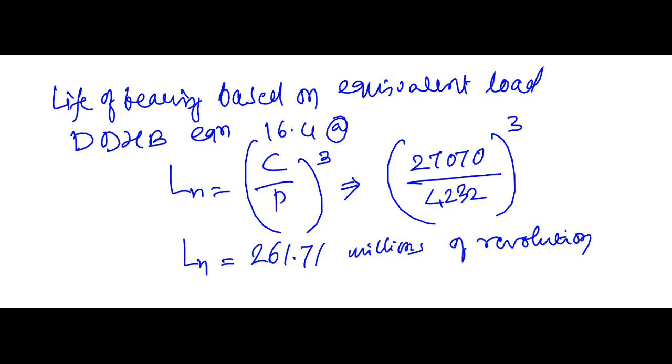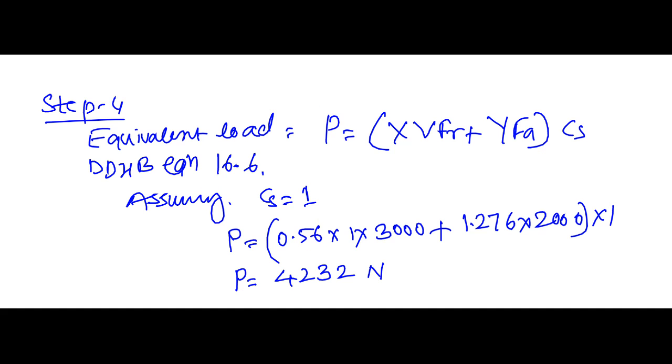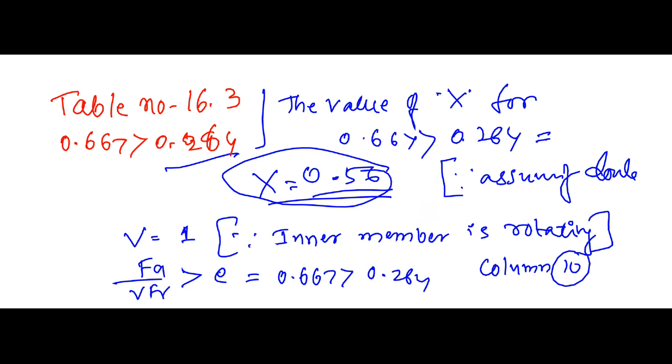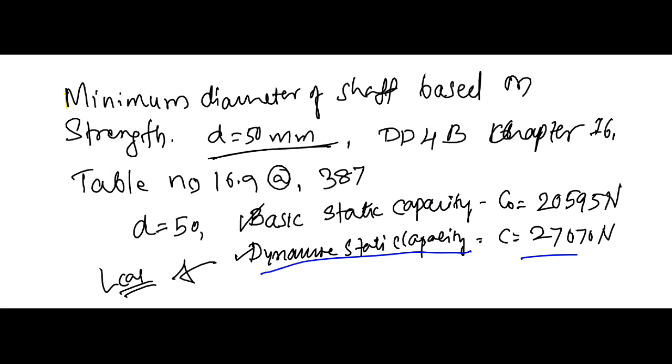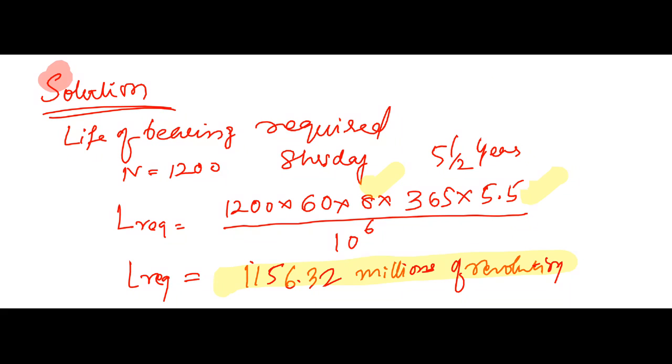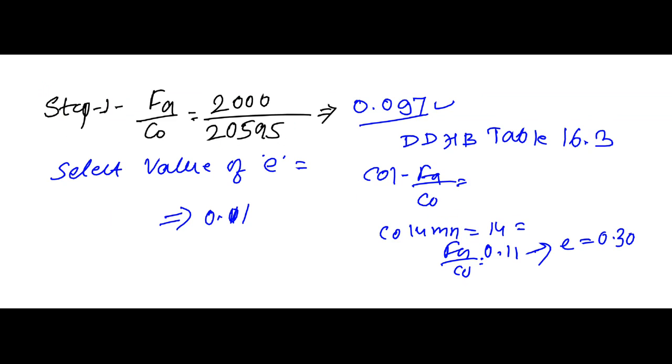Now you just observe here. This is what is calculated. So calculated is 261.7 millions of revolutions. Right? But actual required, how much? You just go back. So now required is 1156.32 millions of revolutions. Right?